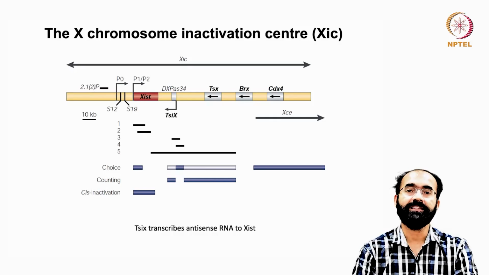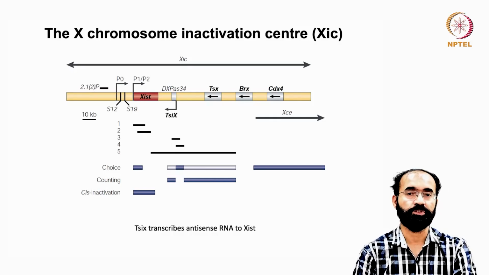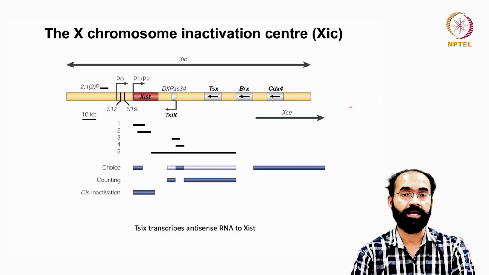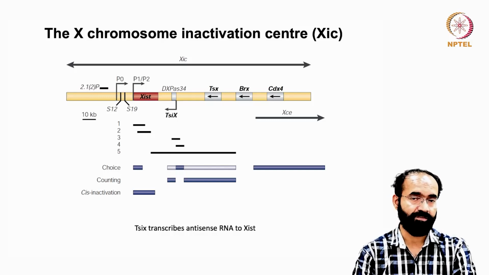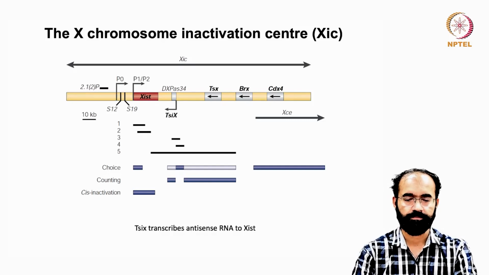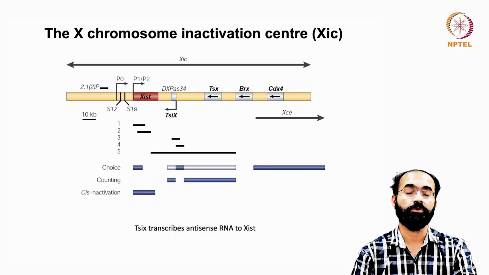So 3 main things have to be taken care of. One is choice, which X chromosome should be made inactive, and then counting, how many X chromosomes are there in a given cell, and follow up with the cis inactivation. That means the chromosome that expresses Xist should be made inactive, and the chromosome that expresses Tsix should be maintained active.